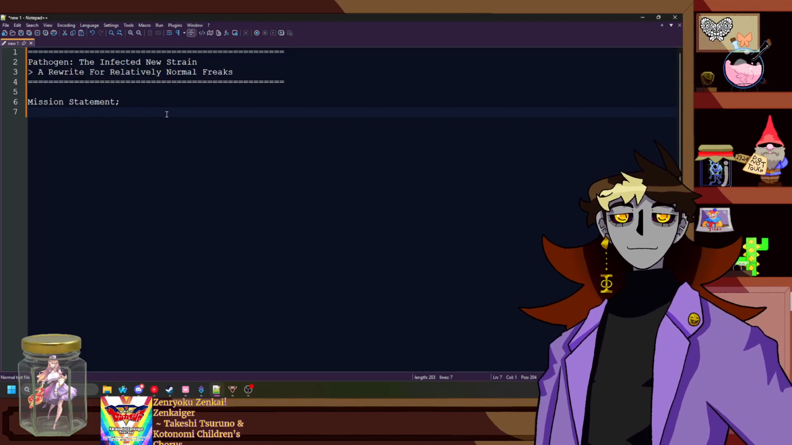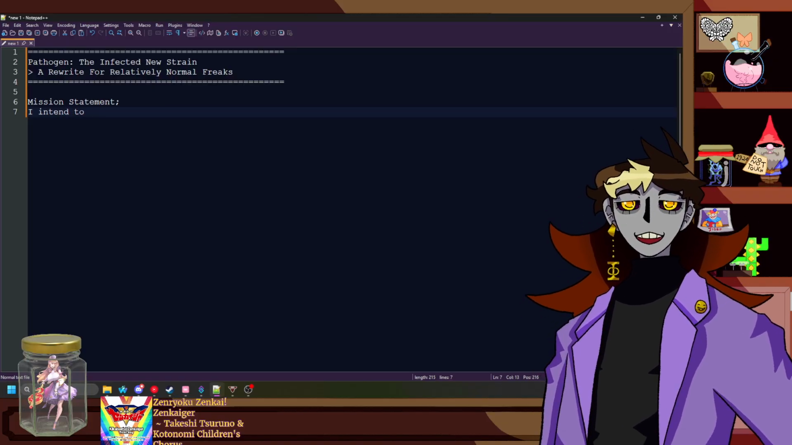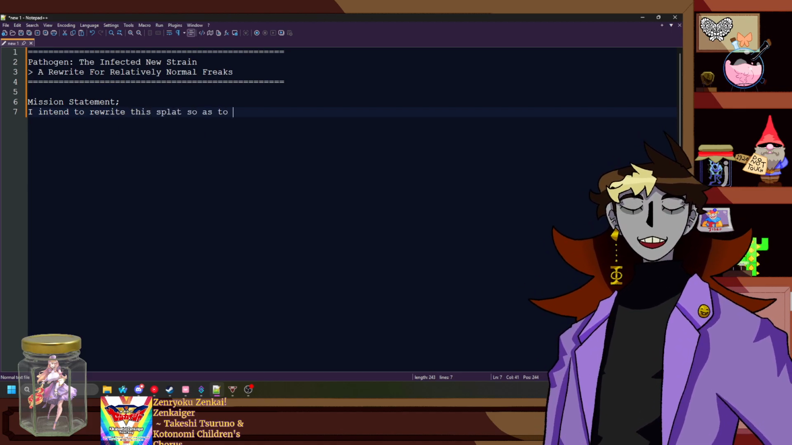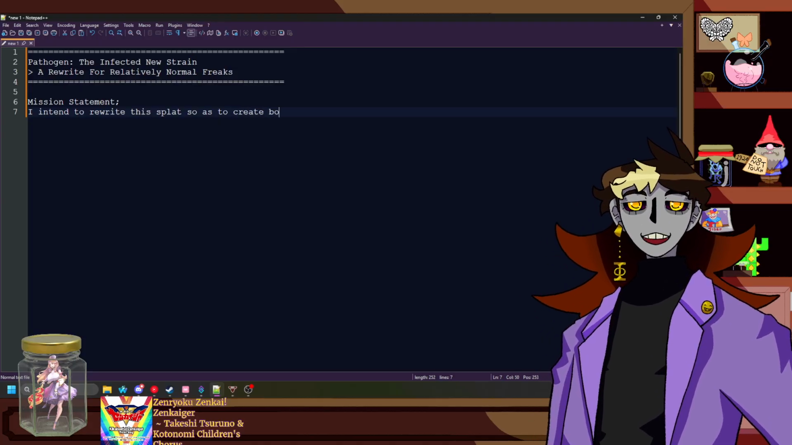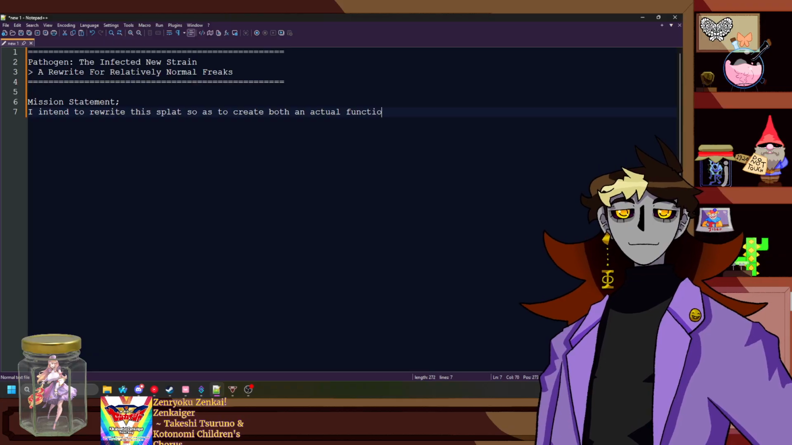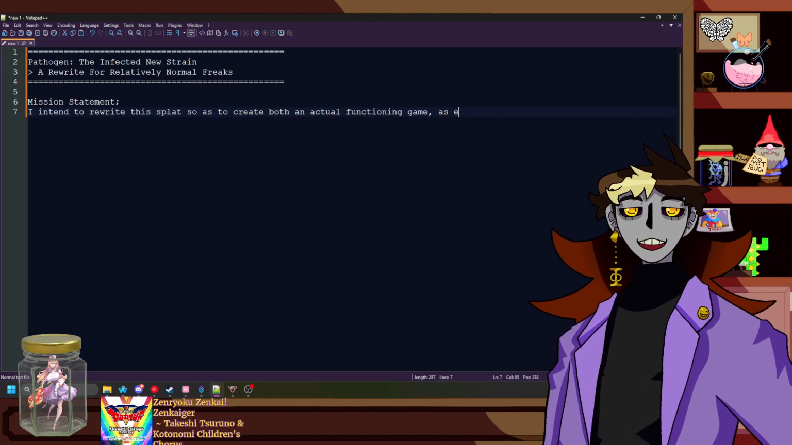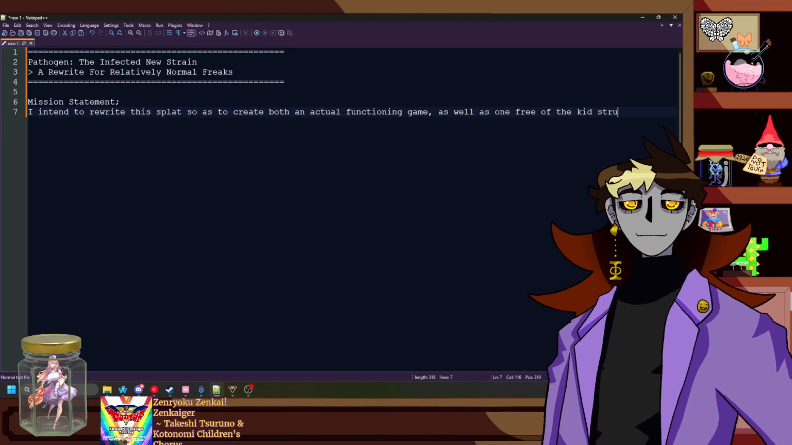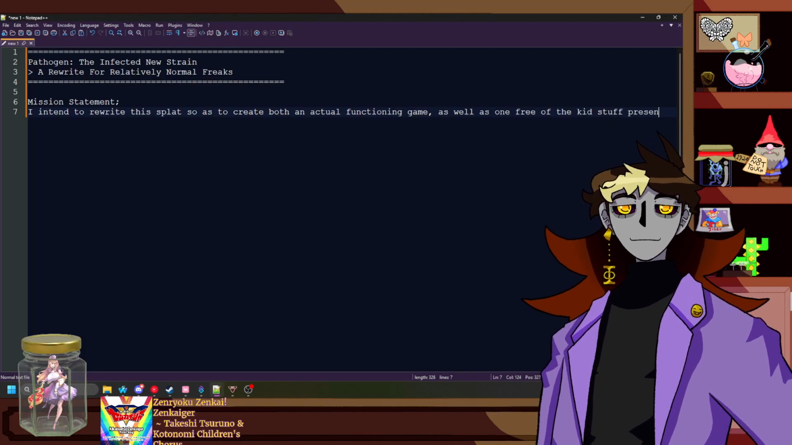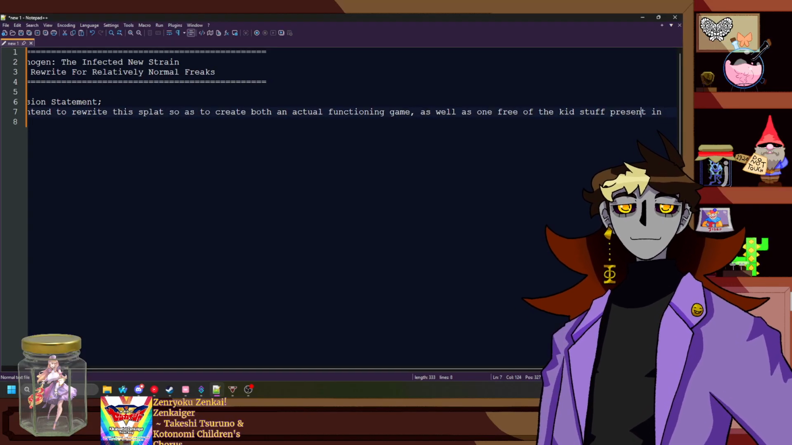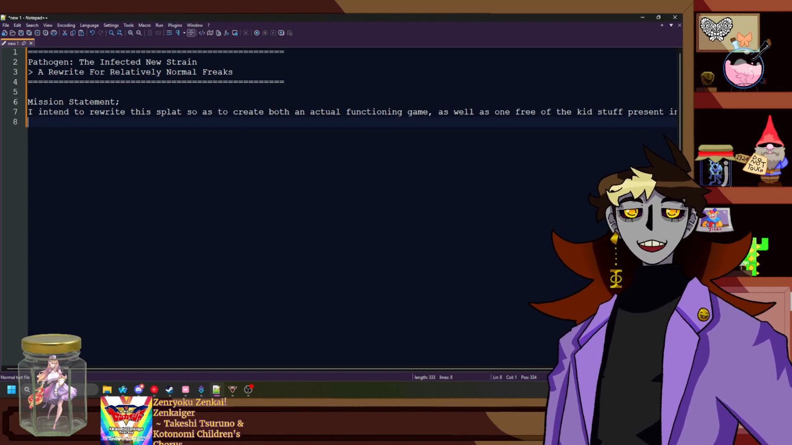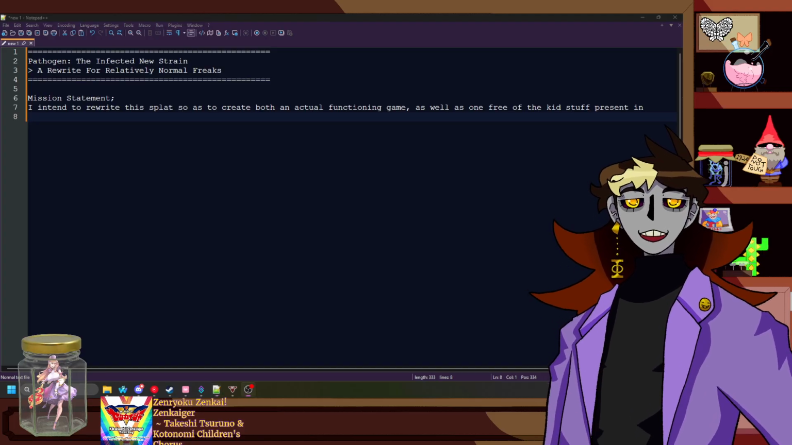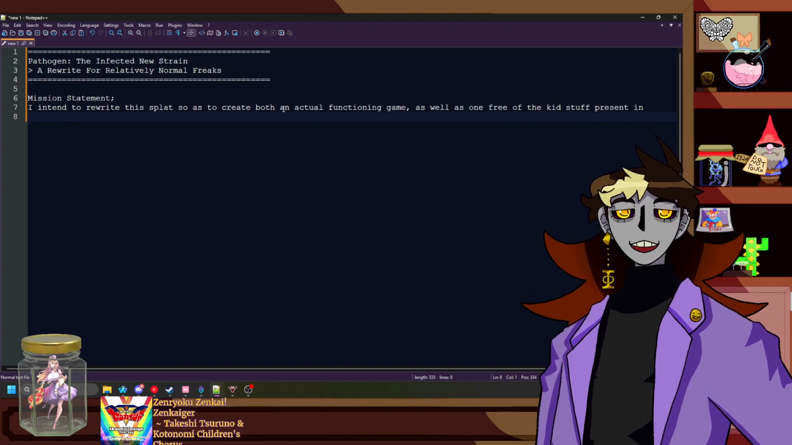So, mission statement. I intend to rewrite this splat so as to create both an actual functioning game as well as one free of the kid stuff present in the original release. I don't want word wrap. If I zoom back out, that's not going to get word wrapped. Yeah, here we go. Gamer check. That's still roughly legible. That is perfect. Okay.